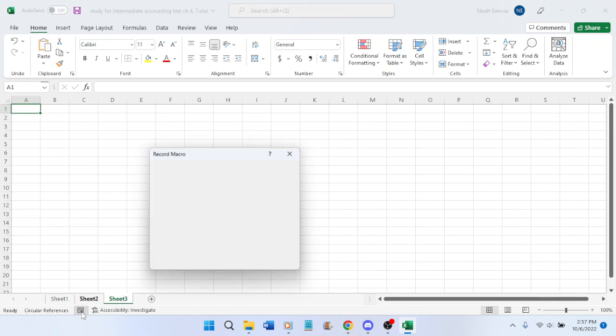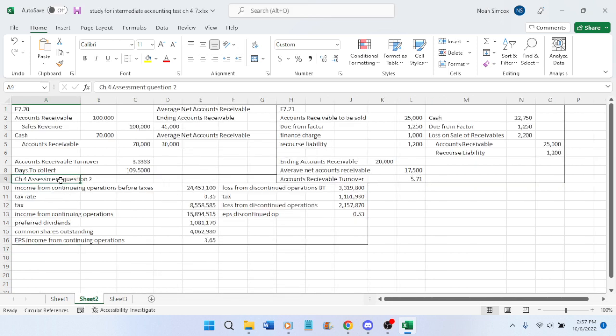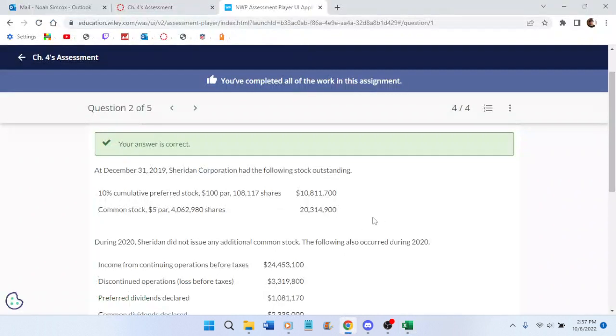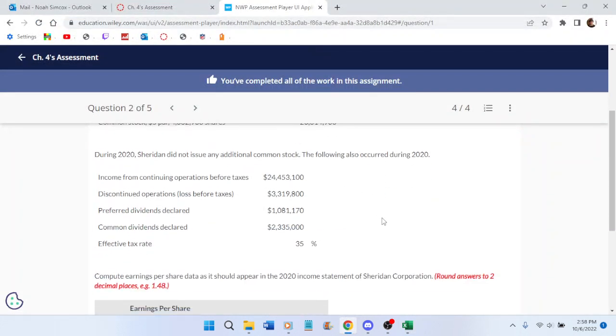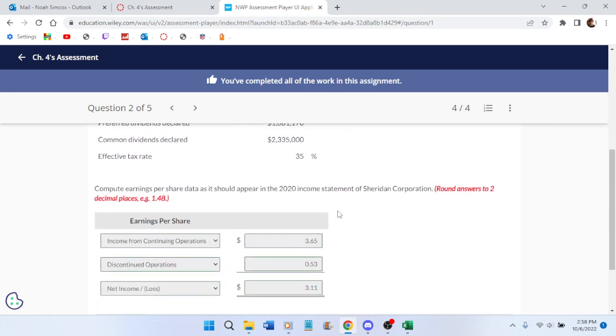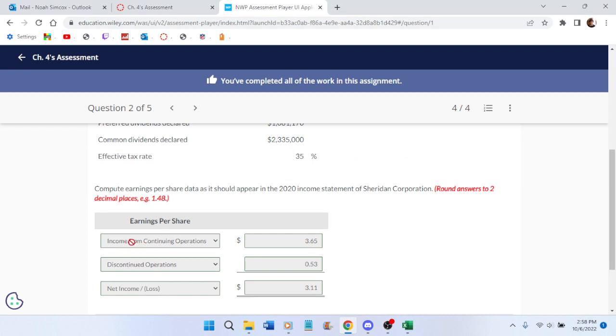I don't know what that does. What does that button do? So stop being laggy, dang it. This seems a little excessive, but that was the one thing I was having trouble with, so we must compute. Of course it has the answers, thanks a lot. We must compute the earnings per share.